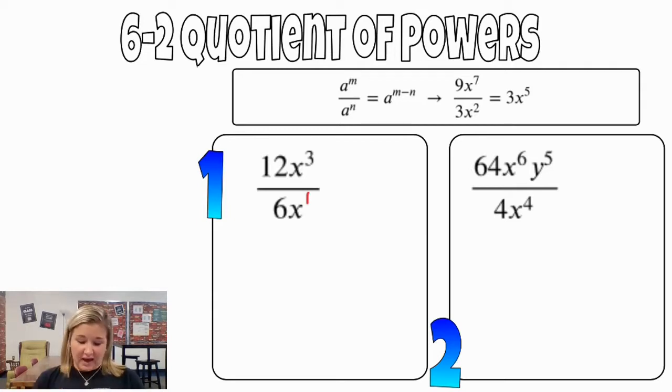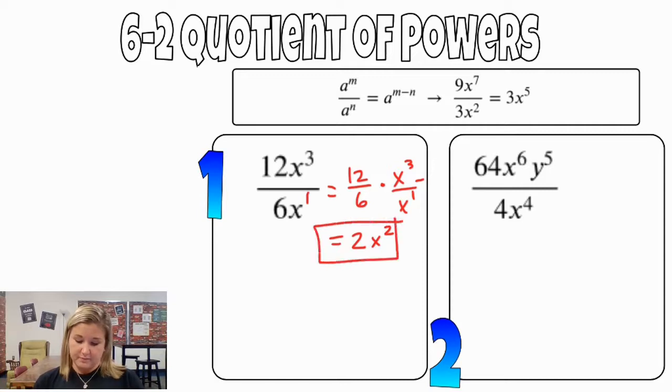I'm going to divide the coefficient. So I have 12 divided by 6 times x to the third divided by x to the 1. So I just split it up, okay? So then I'm going to say 12 divided by 6 is 2, and then I have x, and I'm going to subtract those two. So I have 3 minus 1, which is 2. So 2x squared. That's not so pretty. Don't expect that very much.